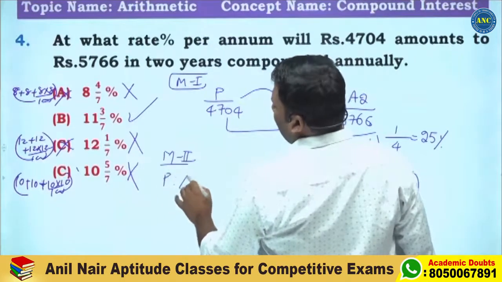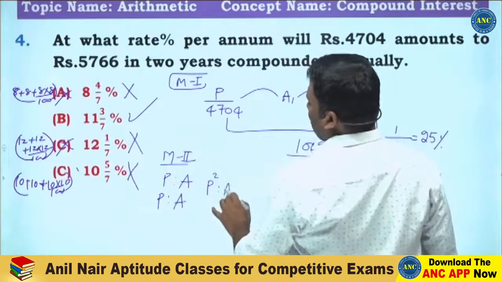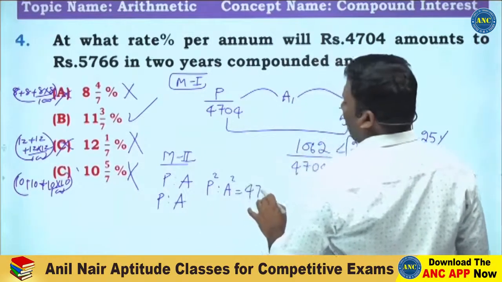First year it is P is to A. Second year it is also P is to A. So P square is to A square. This is a waste of time, sir.